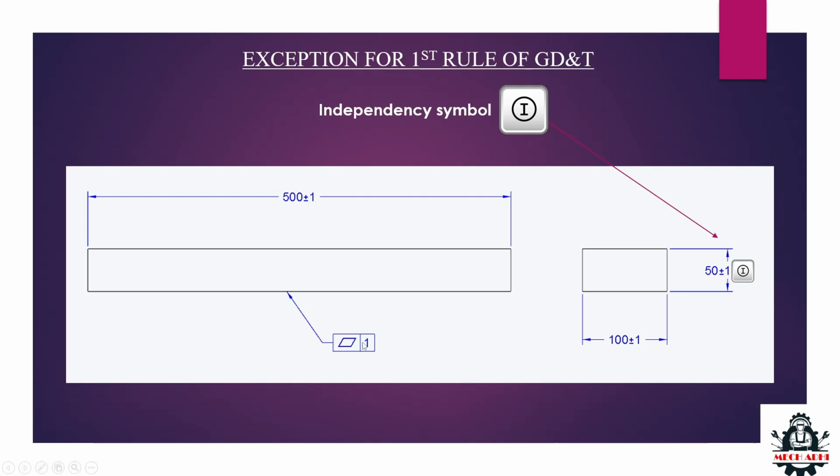And that's pretty much about the first rule of GD&T and its exception. Here, you may notice that I have added a symbol which is part of GD&T and one of the fundamental symbols in GD&T. Take a guess and let me know what this symbol means, and we shall talk about this symbol in the next video.